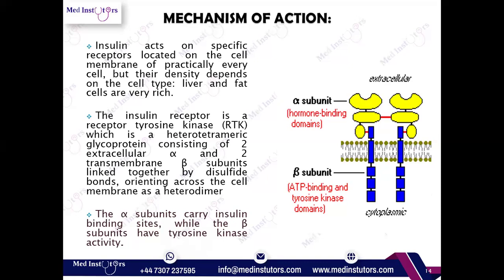So you can see from this figure, this is an insulin receptor, which is a receptor tyrosine kinase. It has an extracellular alpha subunit, which is the hormone binding domain. Two of them are bound together by disulfide bridges. And then we have the intracellular beta subunit, which has ATP binding and tyrosine kinase activity. The alpha subunits carry the insulin binding sites. Beta subunits have the tyrosine kinase activity.